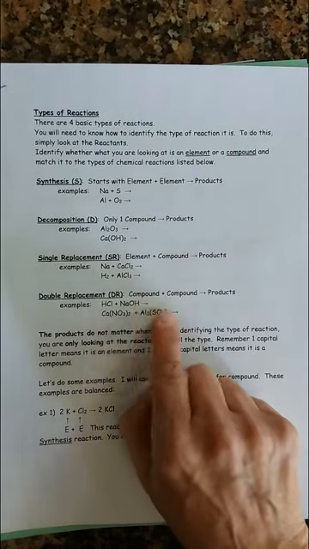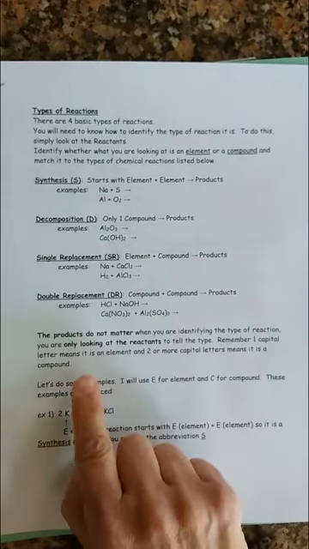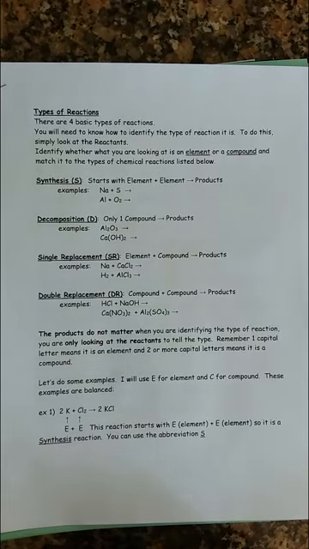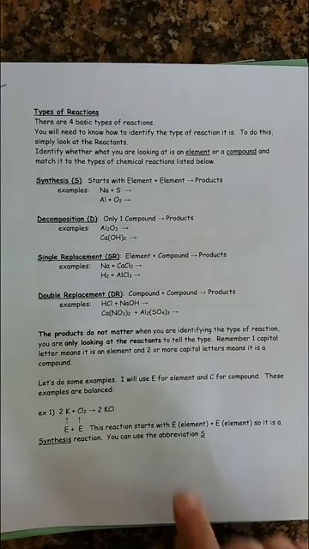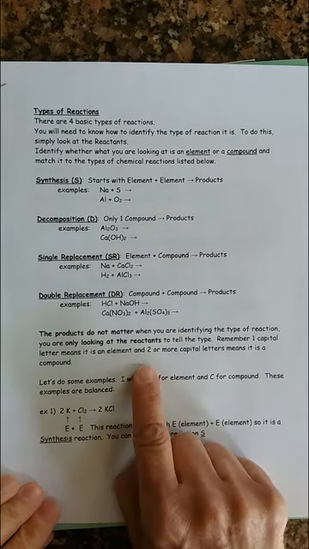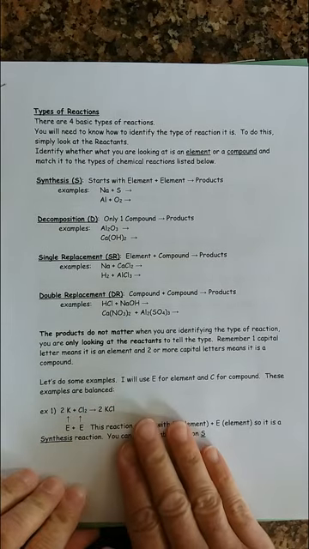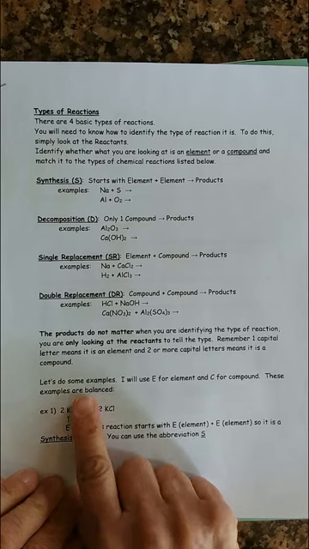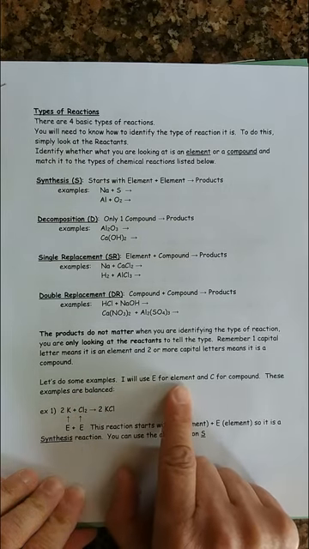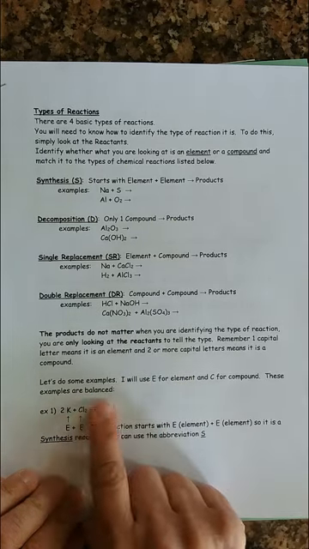And same thing here, I didn't put any answers here, okay? So like I say here, the products do not matter when you are identifying the type of reaction. You are only looking at the reactants to tell the type. And then I just kind of remind you the difference between elements and compounds. So we're going to do a couple examples. I have them here, but I'm also going to write them out for you. So I will use E for element and C for compound in the examples that I'm going to give you.